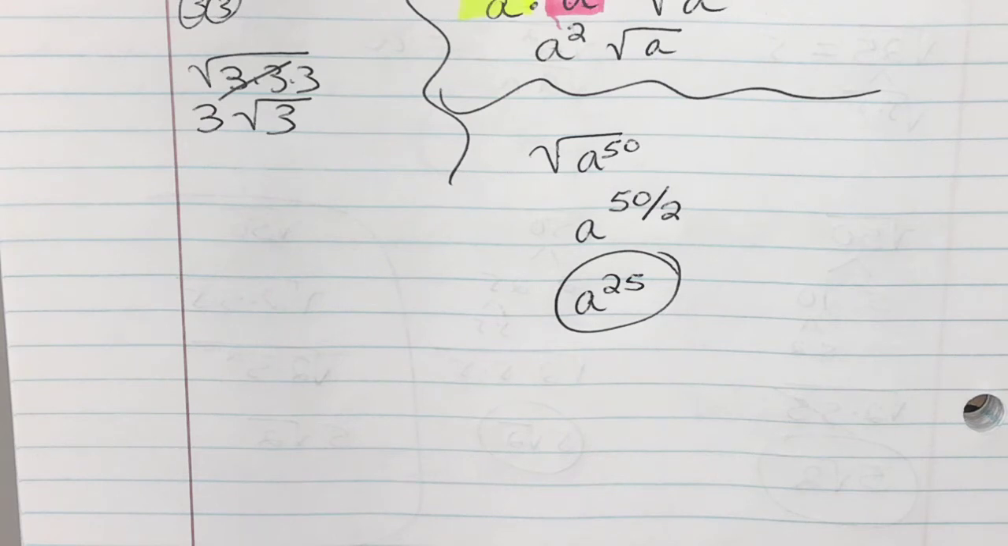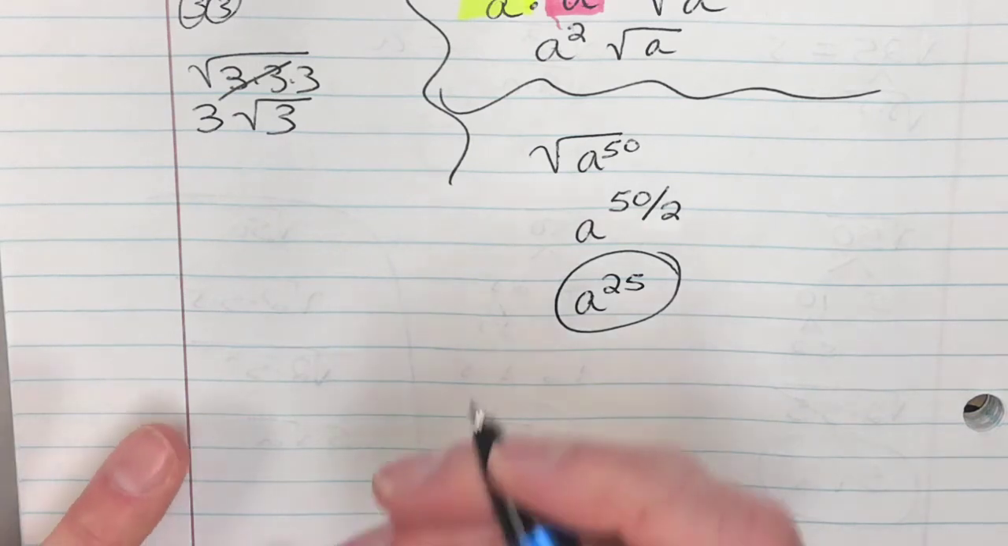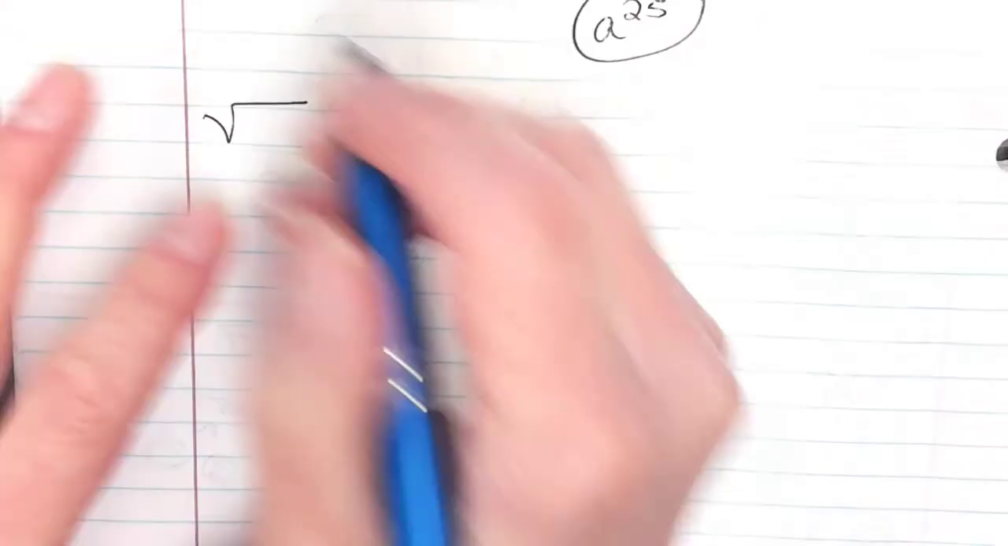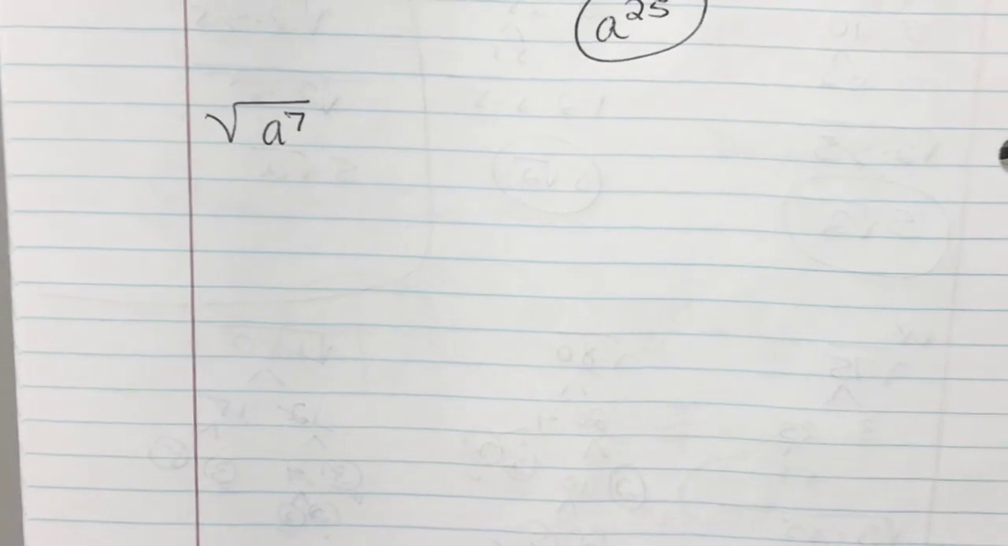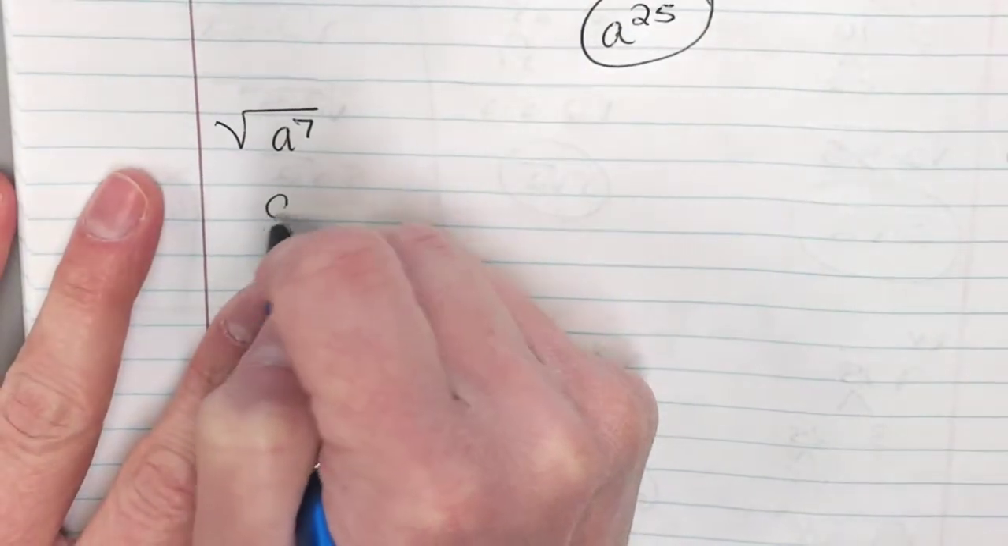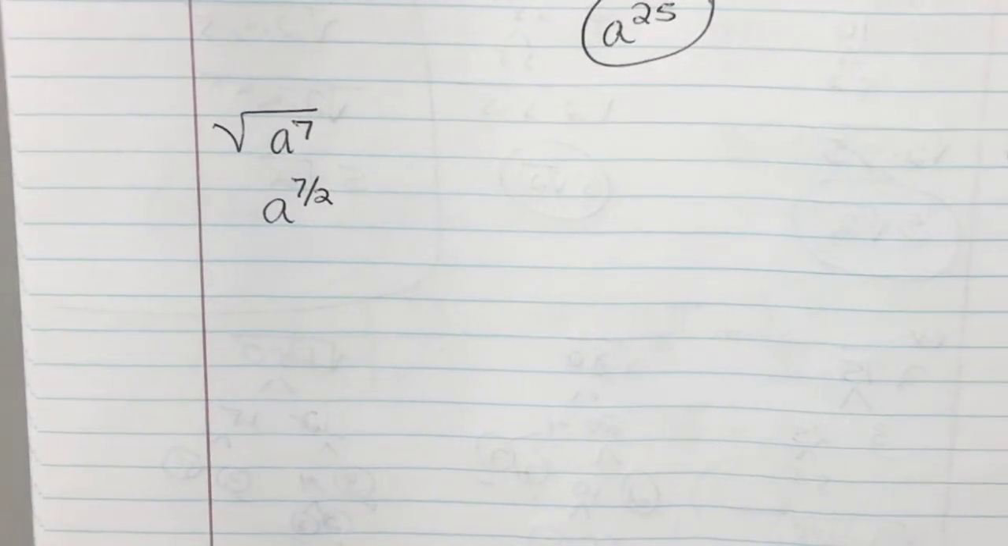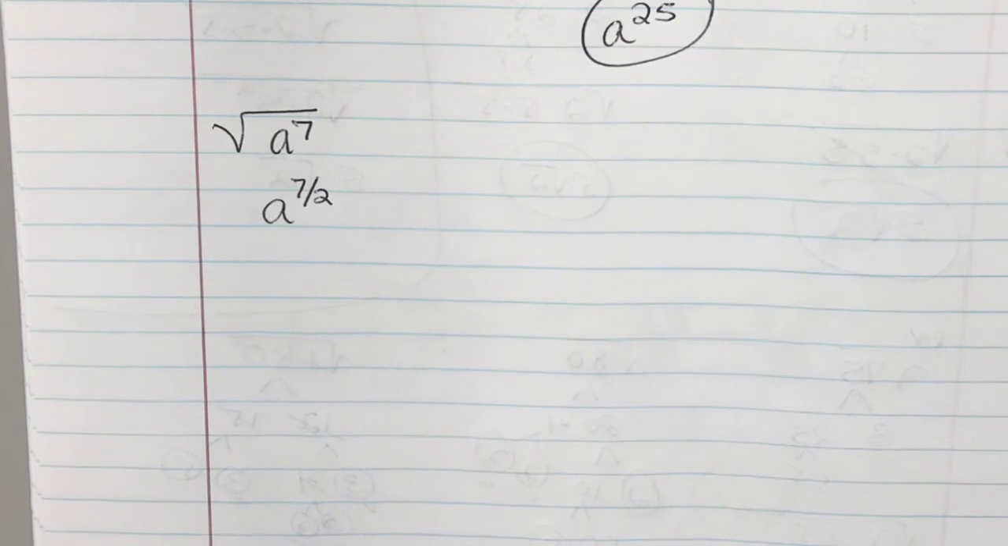25, right? That's why it's A to the 25th. Let me do a slightly smaller one with you. Let's do the square root of A to the 7th. I could handle writing 7 A's on my paper, but I don't want to right now. I'm going to write this as 7 divided by 2. But 7 divided by 2 is 3.5, and I said no decimals.